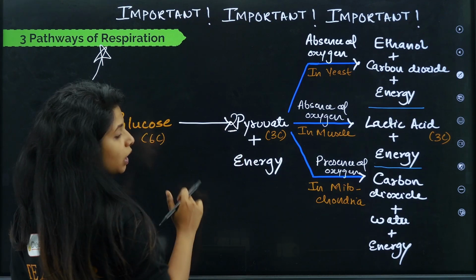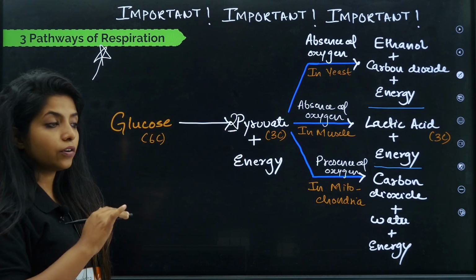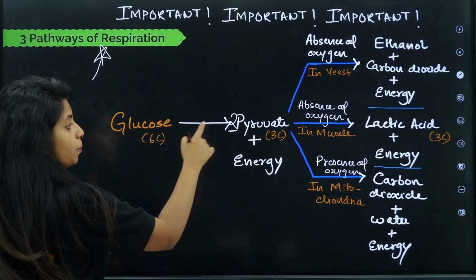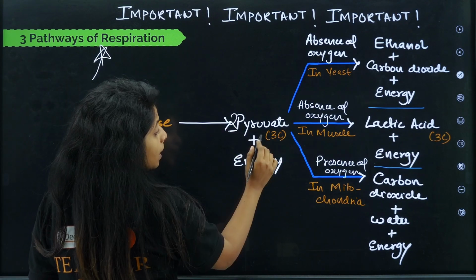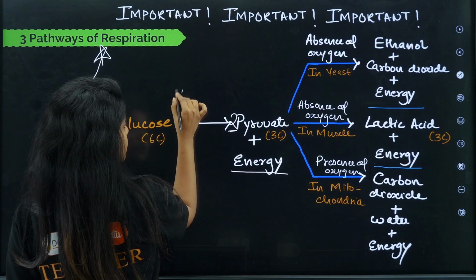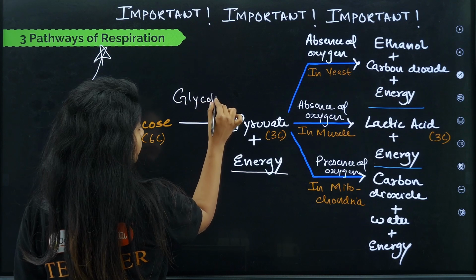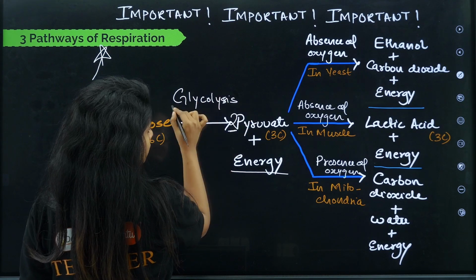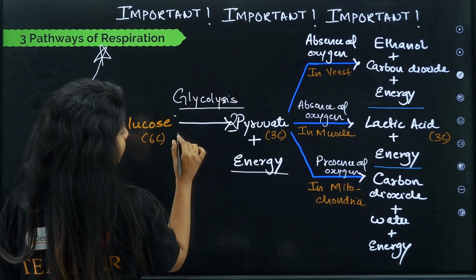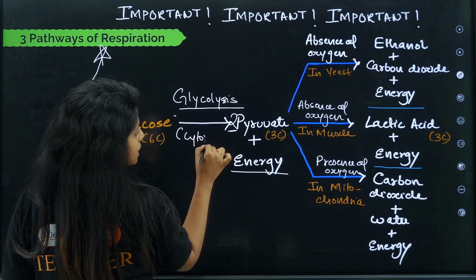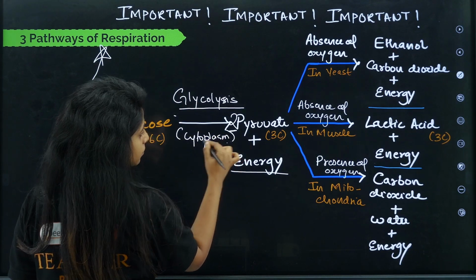Okay, so write 2 pyruvate whenever needed, if there is a blank or they are asking you to correct the things. So 2 pyruvate, which is having 3 carbon, plus energy is being released. What do you call this process? You call this glycolysis. Where is it happening, children? It is happening in the cytoplasm.